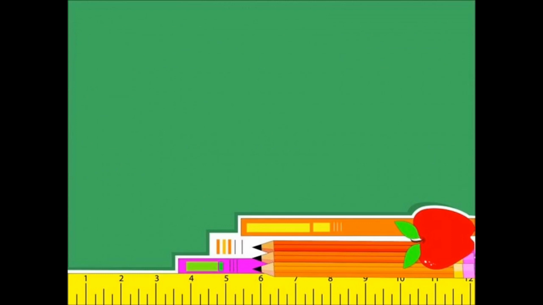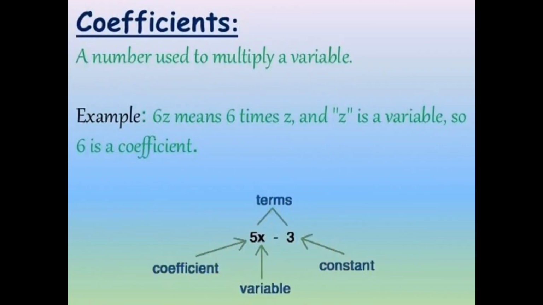Next topic is coefficients, and it says that a number used to multiply a variable is known as a coefficient. For example, 6z means 6 times z, and z is a variable. So 6 is a coefficient.